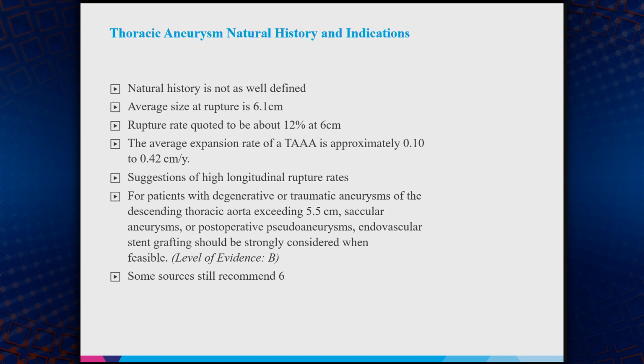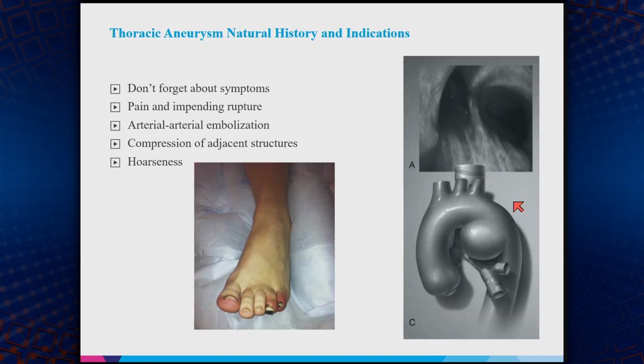The average size at rupture is 6.1 centimeters, and the quoted rupture rate is 12% at 6 centimeters. Given that there's no randomized data, there was a multi-society consensus statement, basically in 2010, that stated that aneurysms larger than 5.5 centimeters should be repaired, although you'll still occasionally read the 6 centimeter cutoff in some other sources. I would say with a 12% rupture rate at 6, that might be a little bit large for observing. Finally, that's really for asymptomatic aneurysms.